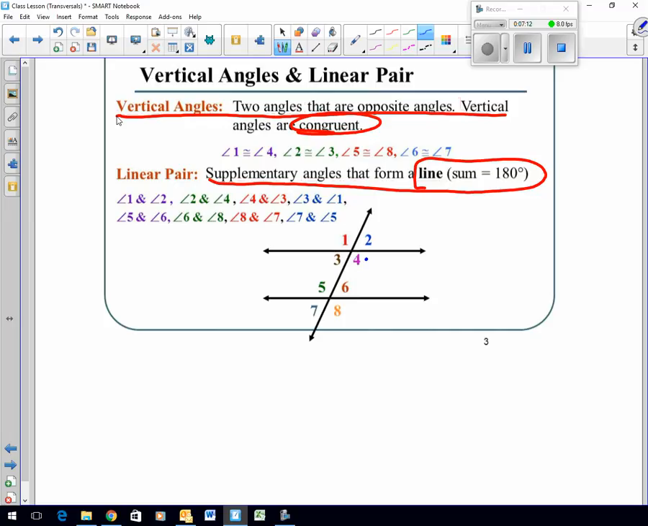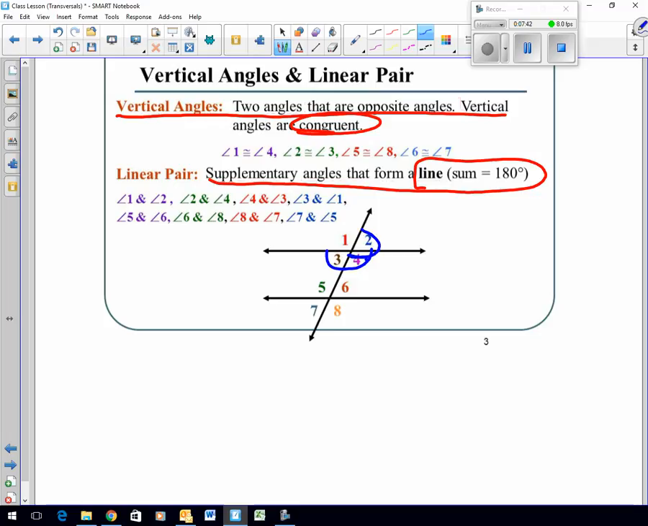Those are the linear pairs. They're not opposite, they touch. When angles touch, we call that adjacent angles, right next to them. Okay? You with me? If I think about angle 4 plus angle 2, it has to be 180. Coincidentally, angle 4 plus angle 3 also has to be 180. Everybody with me on that?